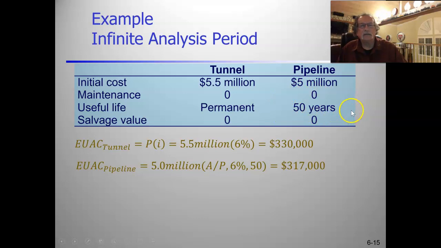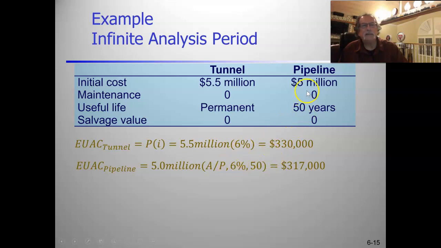And so the concept is we want to turn this into an annual cost and compare the annual costs. Now the annual cost of the tunnel, if we remember our perpetuity equation from last video, P equals A over I. Therefore, A equals PI. So to annualize $5.5 million at 6% forever is $330,000 per year forever.